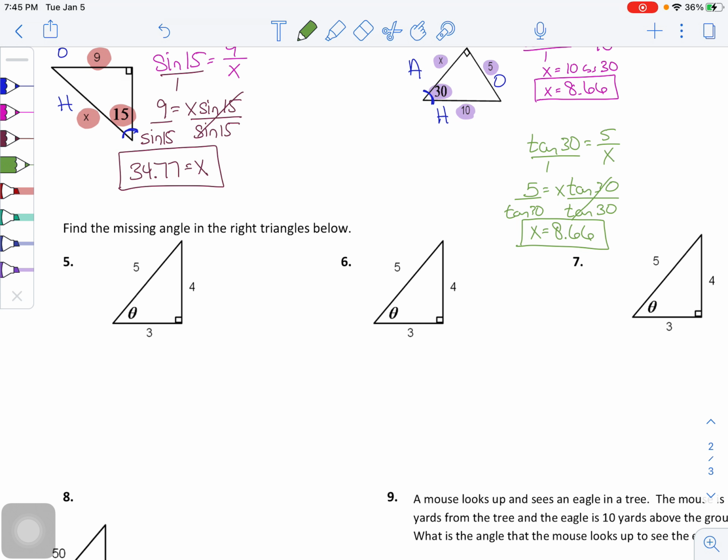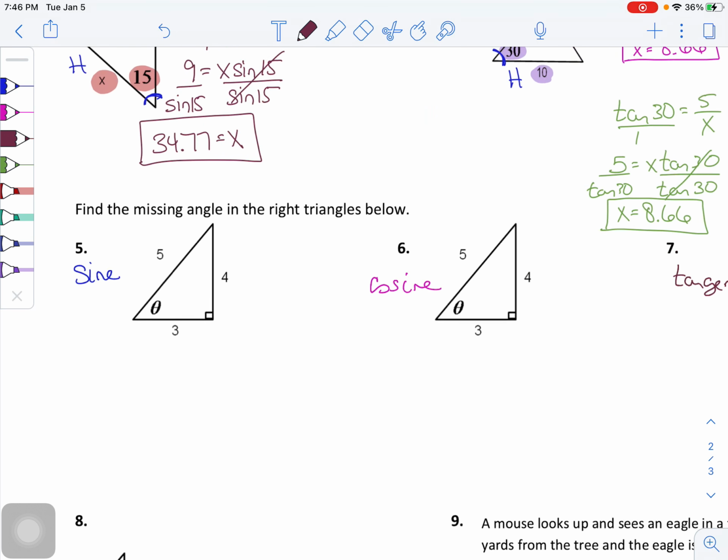All right, so problems number 5, 6, and 7, if you take a look at them, they are all identical, okay? And what we're trying to find is a missing angle. So we're going to do one of these as sine, one of these as cosine, and one of these as tangent. This way you can see that no matter which one you pick, if you're given enough information, you can use any of them.